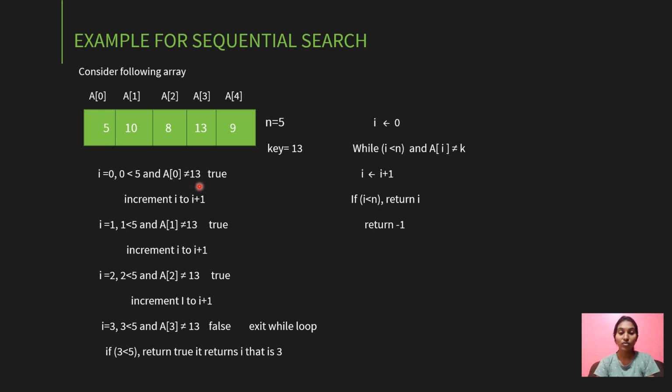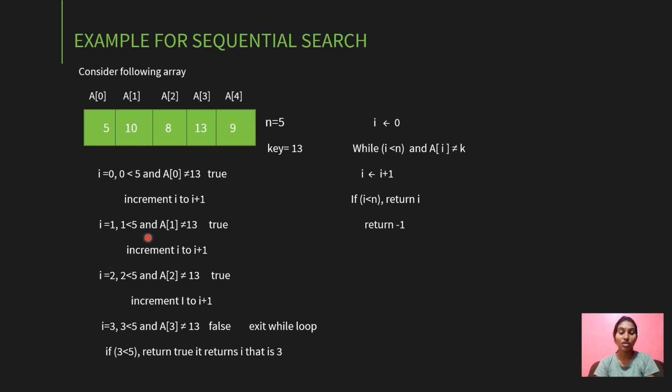So 5 is not equal to 13. This statement becomes true, and if the statement becomes true, I gets incremented. Suppose initially I is at position 5. If it gets incremented, it goes to position 10. So the 10 index value is 1. So I becomes 1 here.